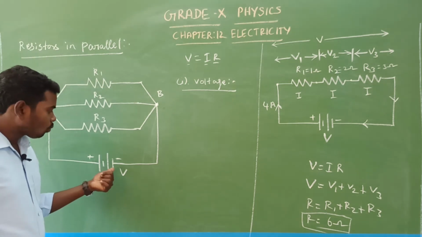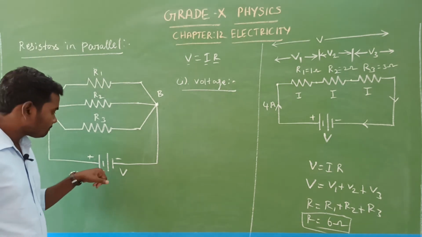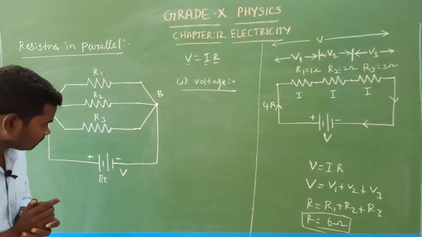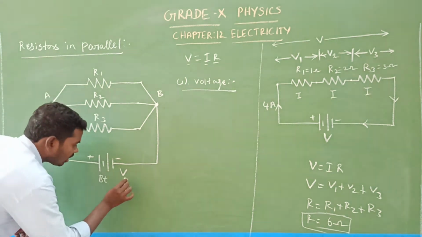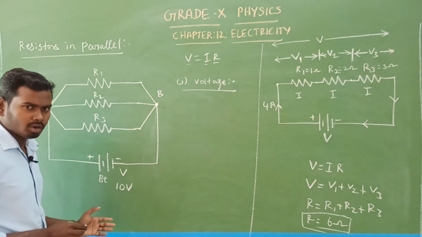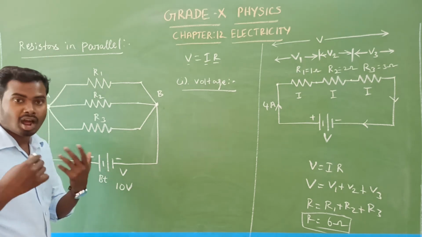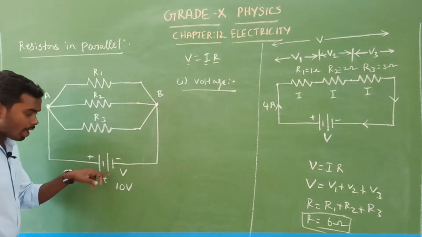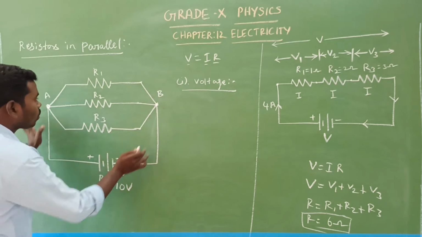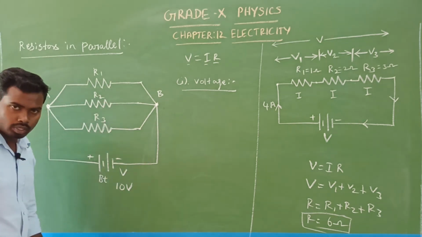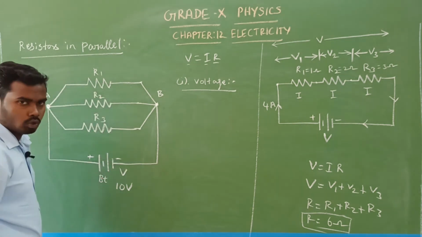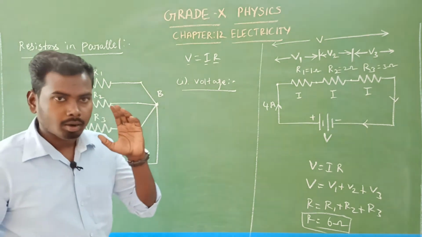Look at here. We apply the voltage by this battery. We apply 10 volts, this is just an example for your clear understanding, not exact values. Here we apply a 10 volt potential difference, which means 10 volts throughout the circuit, throughout the combination of resistors in the parallel circuit.